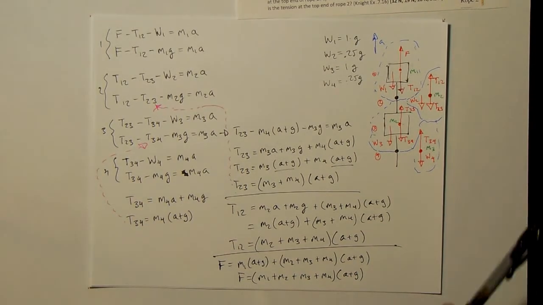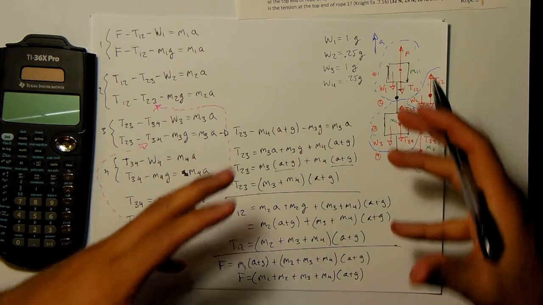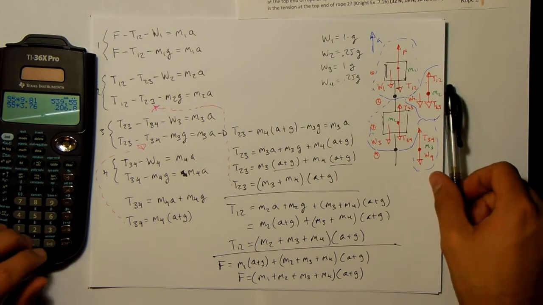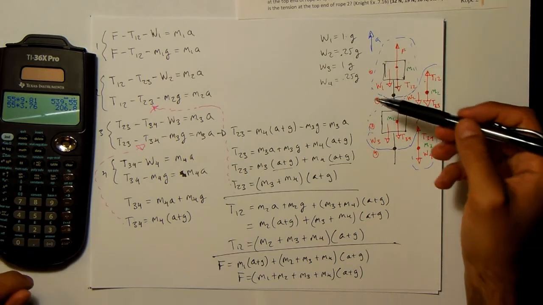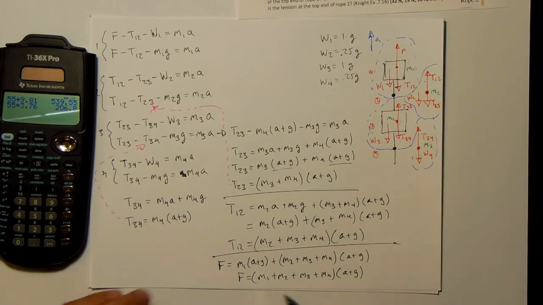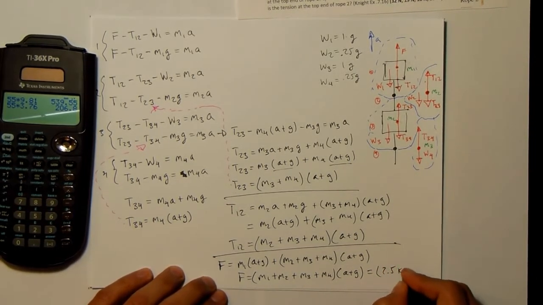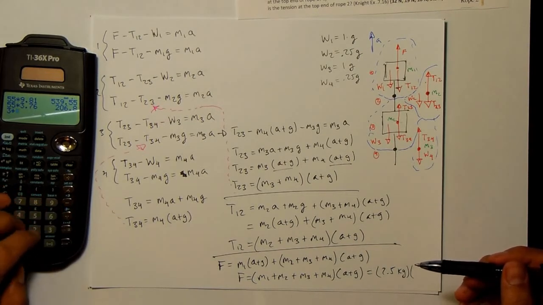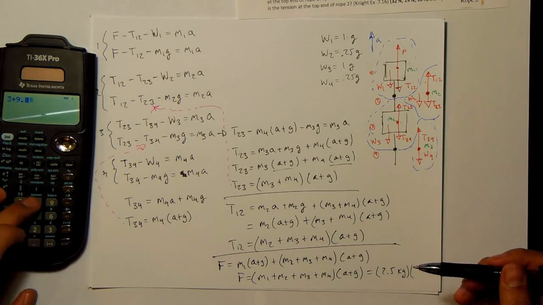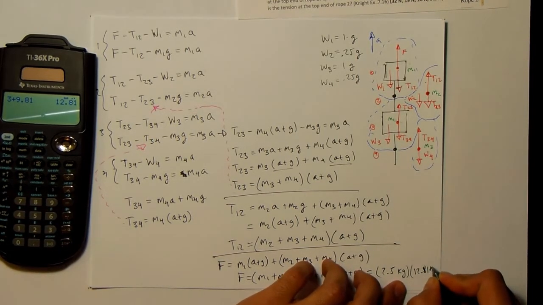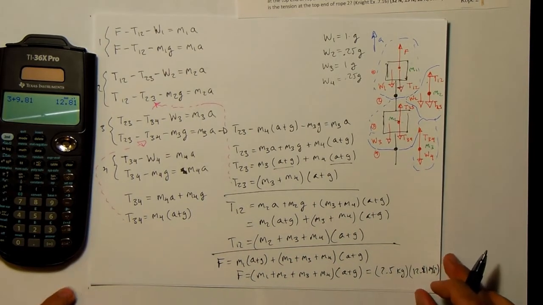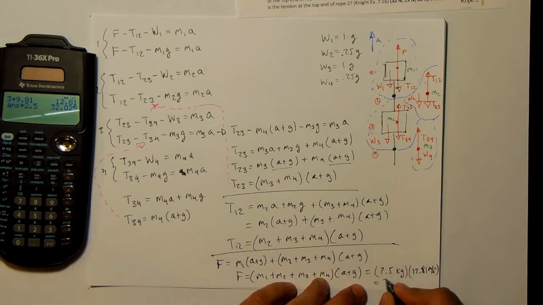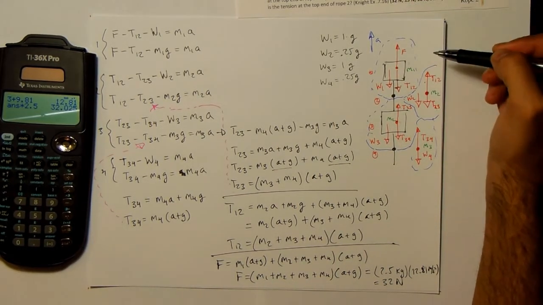And all we have to do is plug in some numbers. So we see that the entire thing acts as if it's just one big object of mass M1 plus M2 plus M3 plus M4, which in this case is 1 plus 1 plus 0.25 plus 0.25, all added together, so it's going to be 2.5 kilograms. And A plus G, A is 3, so we add 3 plus 9.81. That's about 12.81. That's our acceleration. And if I multiply that by the mass, I get 32.025, about 32 newtons. And that matches what we're expecting, a 32 over here.